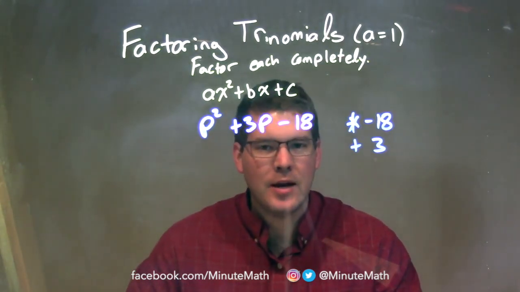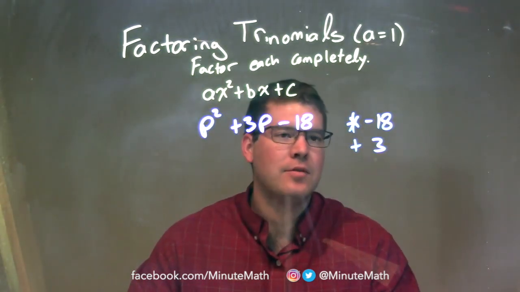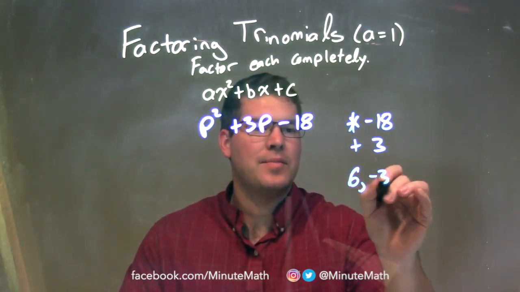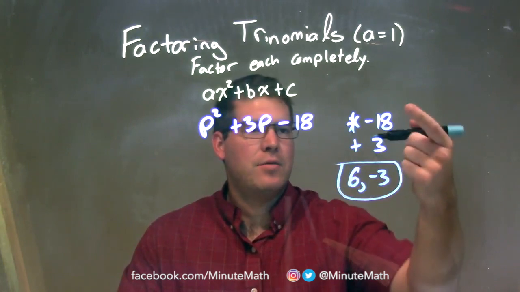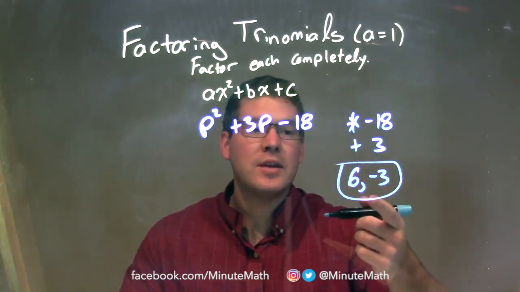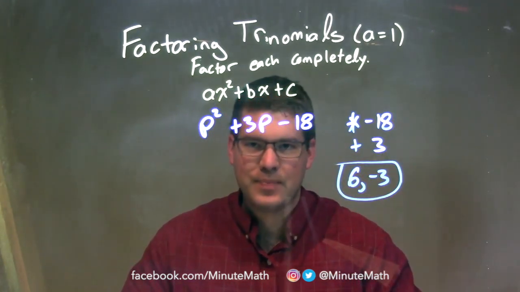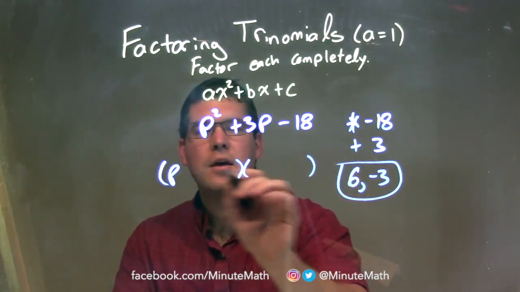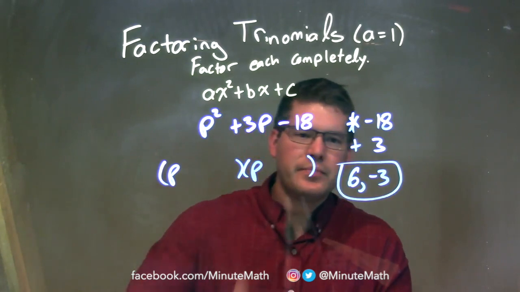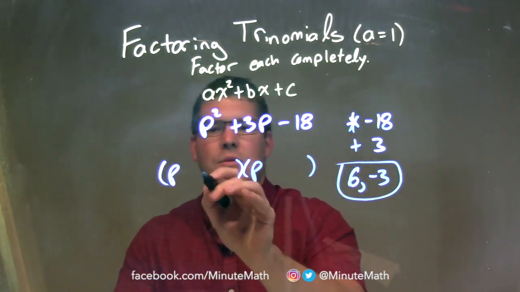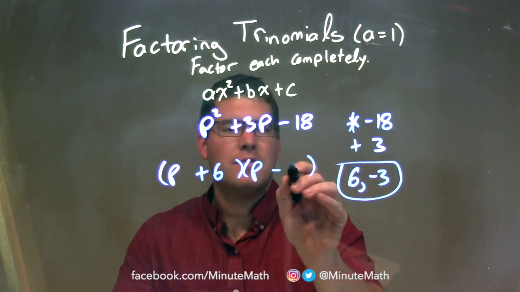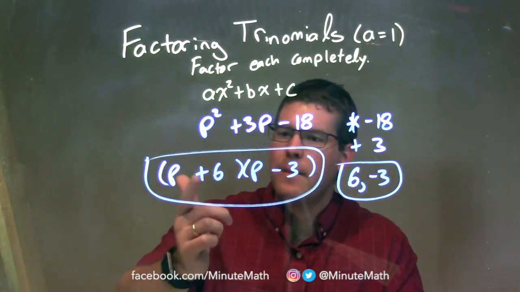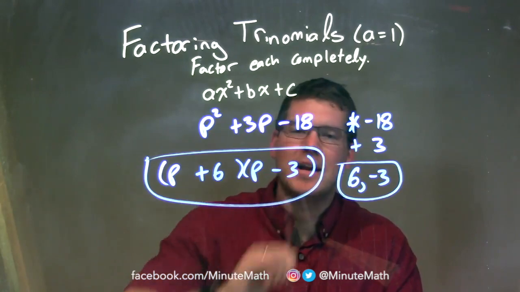Well, can I combine them in any way? One has to be negative to be a positive 3 when I add them together. And that's going to be a positive 6 and a negative 3. 6 times a negative 3 is a negative 18, but 6 plus a negative 3 is a positive 3. So now I can break this apart into my two parentheses, p beginning each one. And then we just put the two numbers next to them, positive 6 and a negative 3, or minus 3. And there we have it. Our final answer in factored form is p plus 6 times p minus 3.